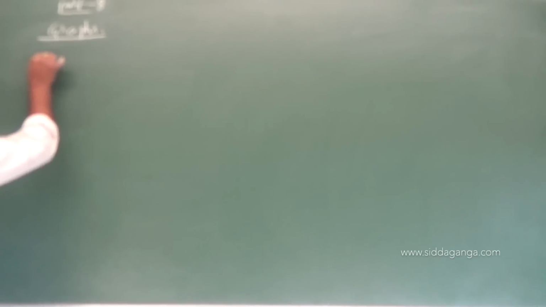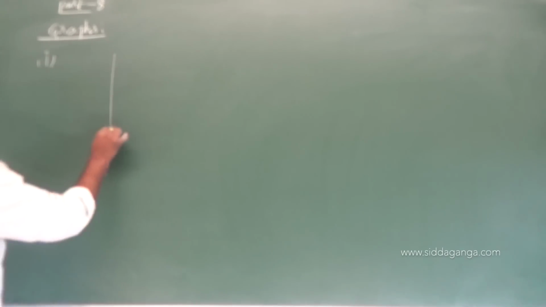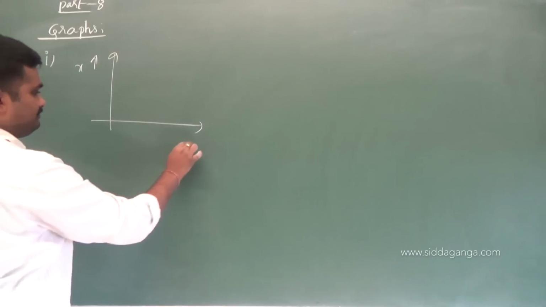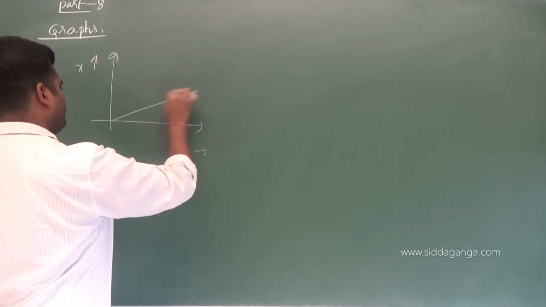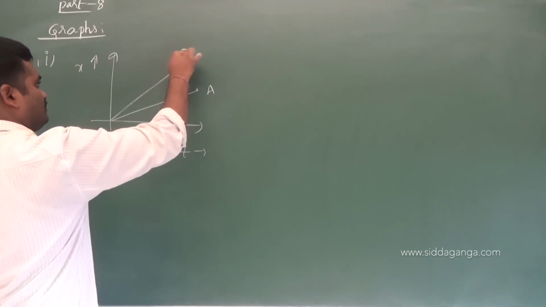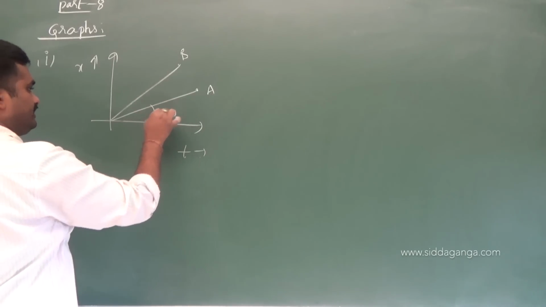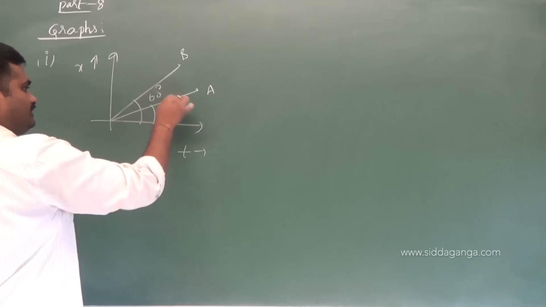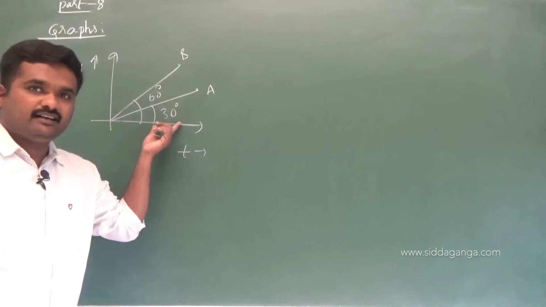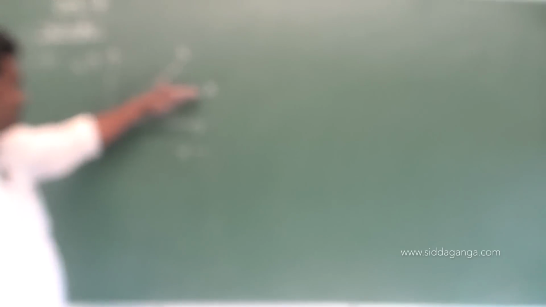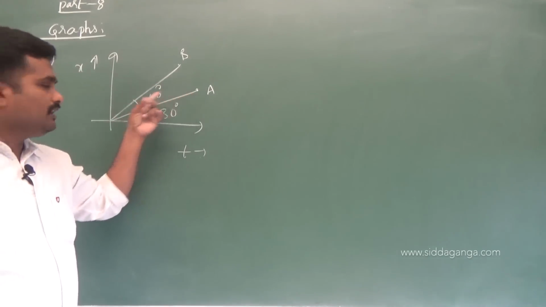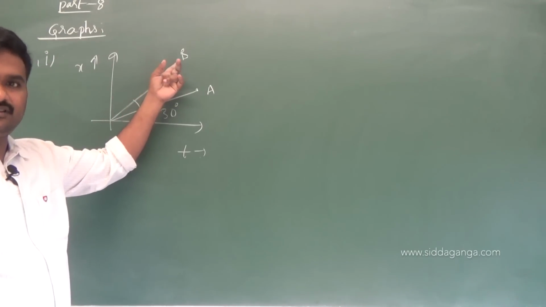So now numericals we will solve on the graphs. Just take displacement and time. Two bodies have been represented like this. This is body A and this is body B. This is of 30 degree and this is of 60 degree they have given, for example. These are all very basics. This of 30 degree and this of 60 degree. This is the nature of the graphs, or the body A is moving in this particular way and body B is moving in this way.